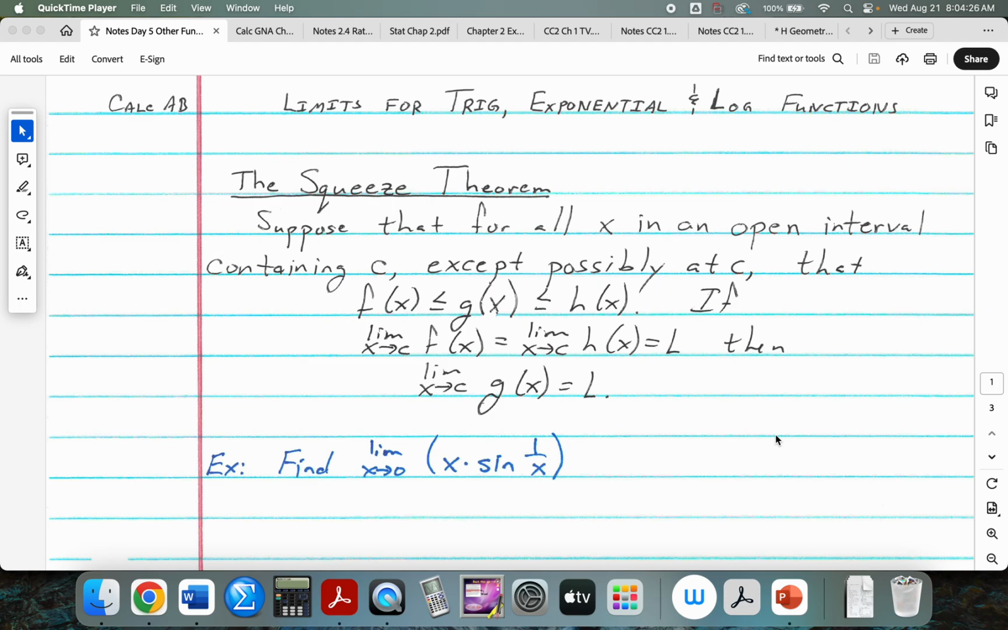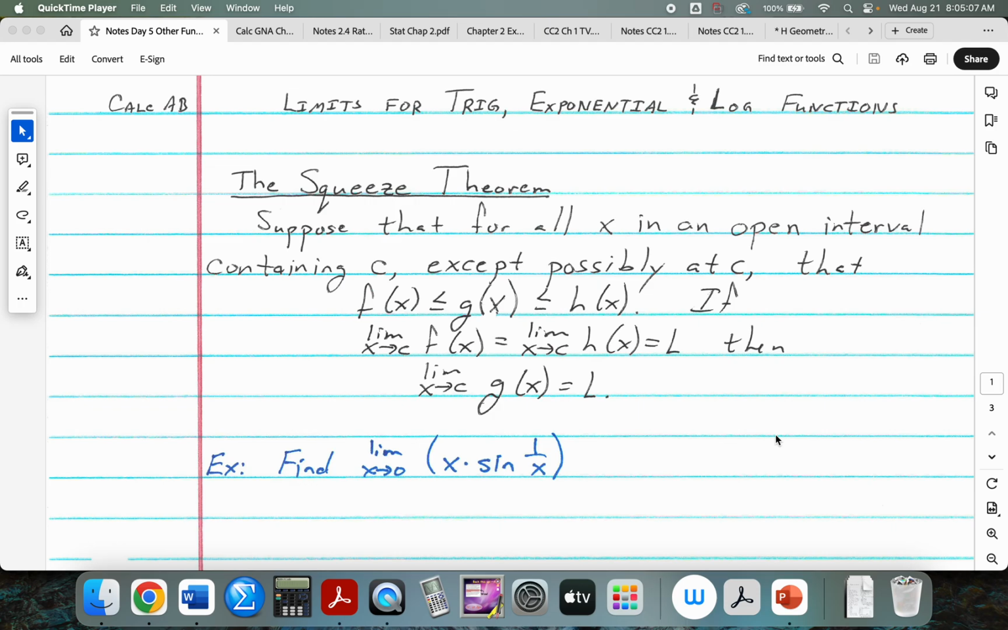So we're going to look at something called the squeeze theorem. Some books call it the sandwich theorem. It's the same idea. Suppose that for all x in an open interval containing c, except possibly at c, again, we don't care what happens at c when we're looking at limits as x approaches c, that g of x is always in between or equal to f of x and h of x. Then, if the limit as x approaches c of f of x and the limit as x approaches c of h of x is equal to L, then the limit as x approaches c of g of x has to be L also.